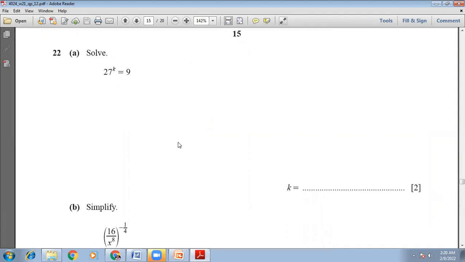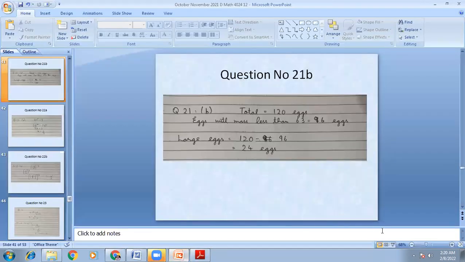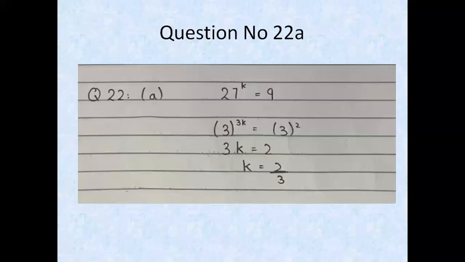Question number 22, A part, he says 27 raised to power k is equal to 9. So in the place of 27, I will substitute 3 raised to power 3, and in the place of 9, I will substitute 3 raised to power 2. Then I will show you. So in the place of 27, I can write 3 raised to power 3, raised to power k. So it will become 3 raised to power 3k. In the place of 9, I will write 3 raised to power 2 because they are equal, their bases are the same, so their powers are also supposed to be the same. So it means 3k equals 2. So k will be equal to 2 by 3.